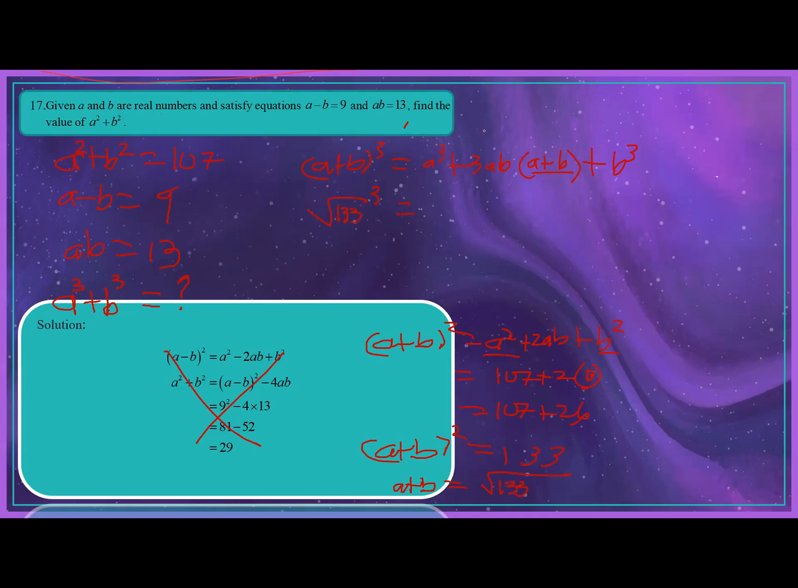cubed equals a cubed plus 3 times 13 times square root of 133. Okay. Plus b cubed. So this is 133 square root of 133 equals a cubed plus 3 times 13, 39 square root of 133 plus b cubed. So a cubed plus b cubed would be 133 minus 39, 94 square root of 133. Okay.